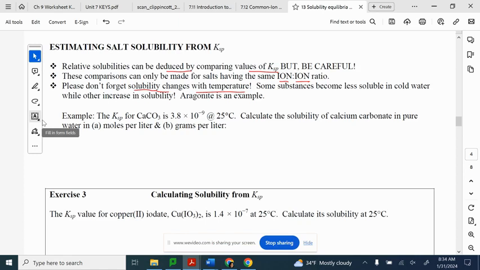All right, getting back on task. So my KSP value is given here. We can calculate the solubility of this calcium carbonate in pure water in moles per liter and grams per liter.